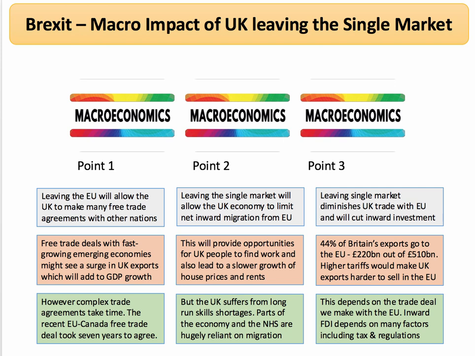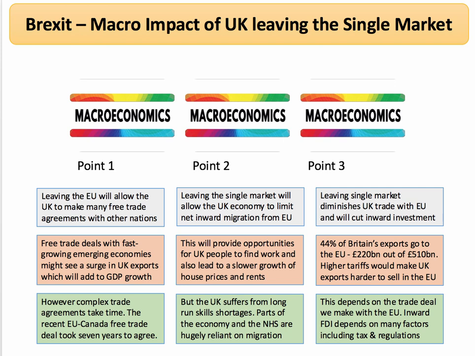Another possible macro effect is that if we leave the single market, that will allow the UK to limit net inward migration from the EU. That's going to, in theory, provide more opportunities for British people to find work. Might also keep house prices and rents a little lower. However, the key question is whether unemployed people in the UK have the skills to meet the demands of employers. Many sectors suffer from skill shortages. How are we going to staff the NHS, for example, which is heavily reliant on migration?